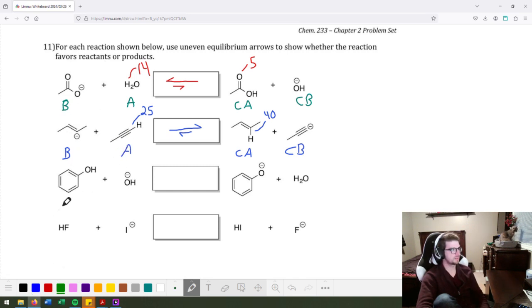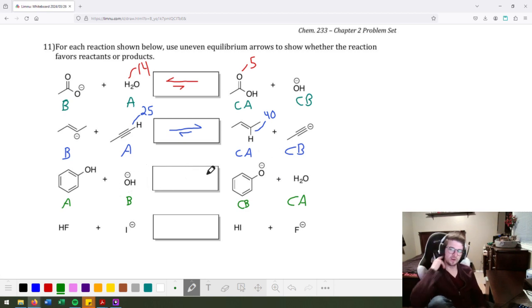Okay, so this one, the acid is going to be phenol, and the conjugate base is going to be phenoxide. The base is hydroxide, and the conjugate acid is H2O. So, what's the pKa of water and what's the pKa of phenol? I don't know. So, in this case, we're going to actually just look at the conjugate bases, which are conveniently already drawn out here.